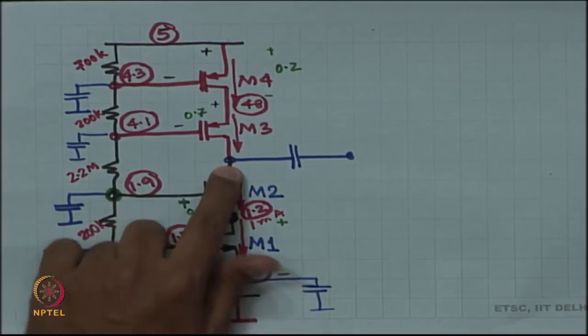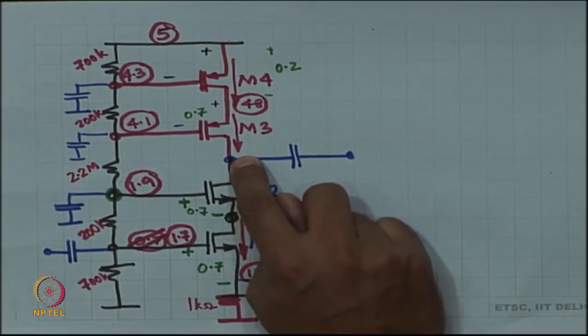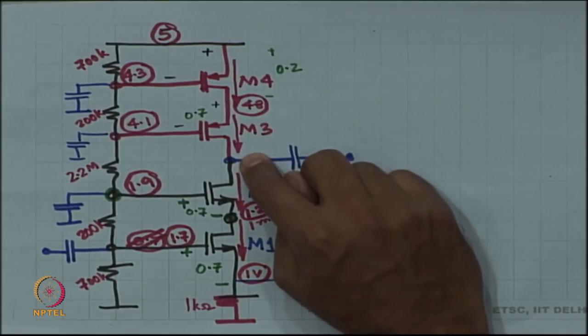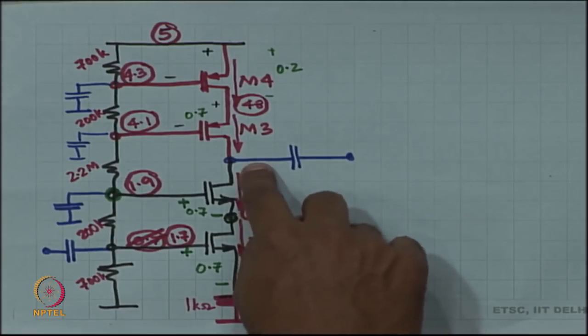Oh, finally, what is the swing? The possible swing over here? The maximum voltage it can go to is 4.6, the minimum voltage it can go to is 1.4.